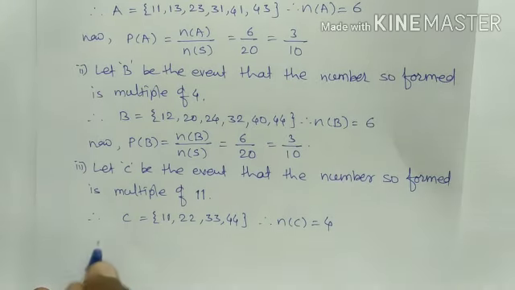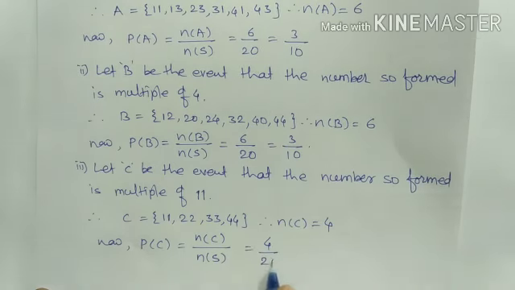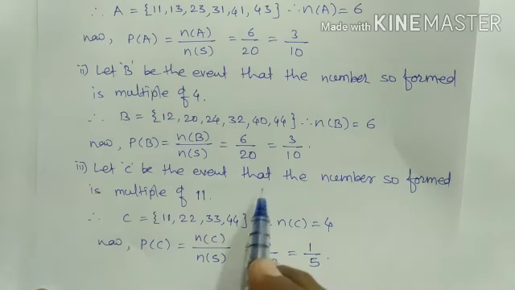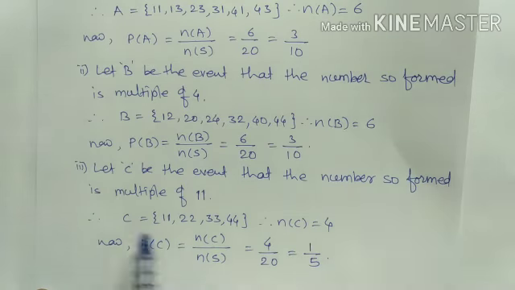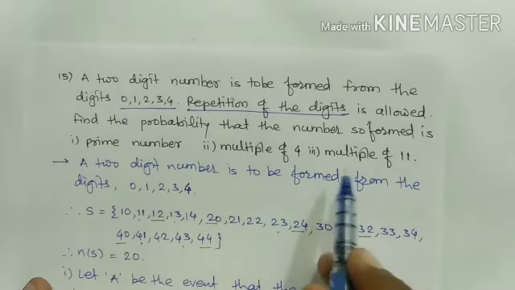Now the probability of this event C equals number of C upon number of S, that is equal to 4 upon 20, that equals 1 upon 5. Here 1 upon 5 is the probability of the event that the number so formed is a multiple of 11. In this way we find the probability of all these three events.